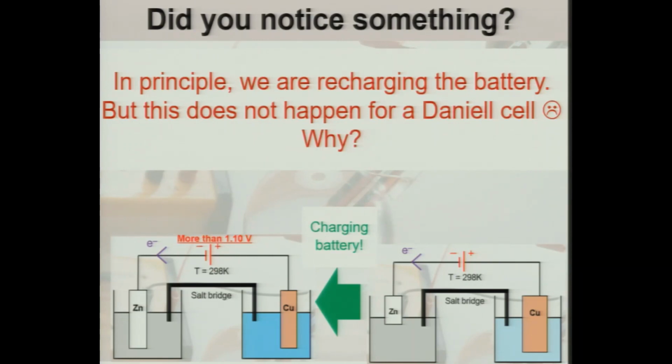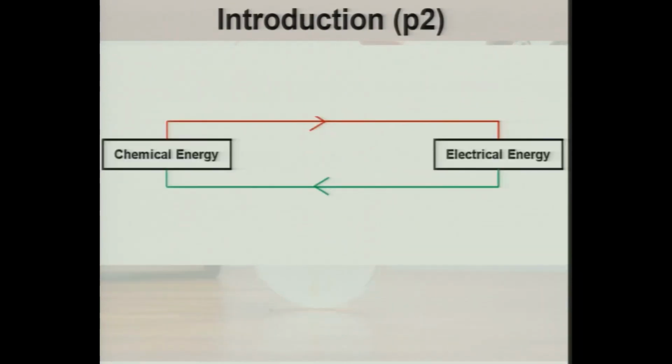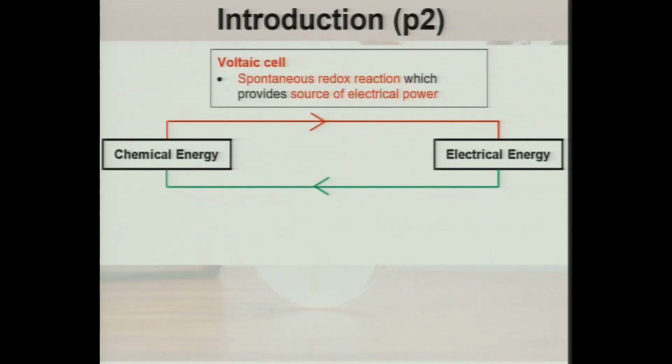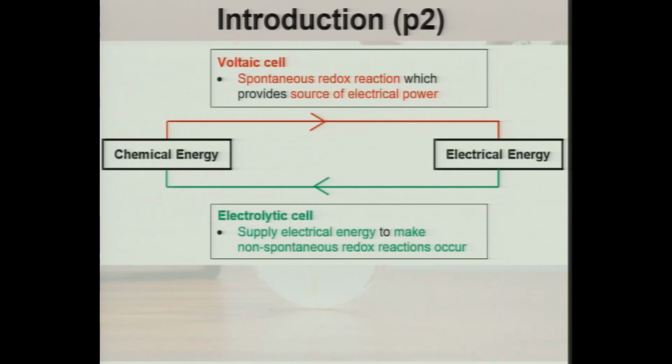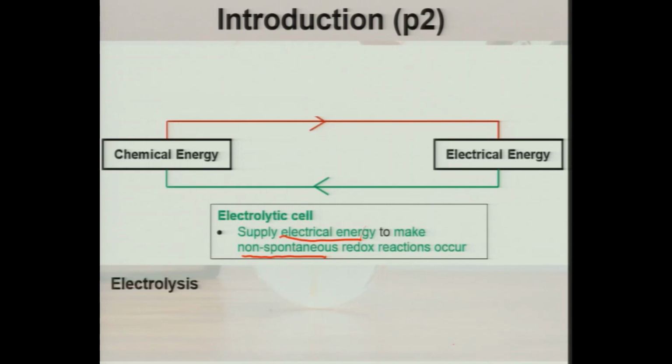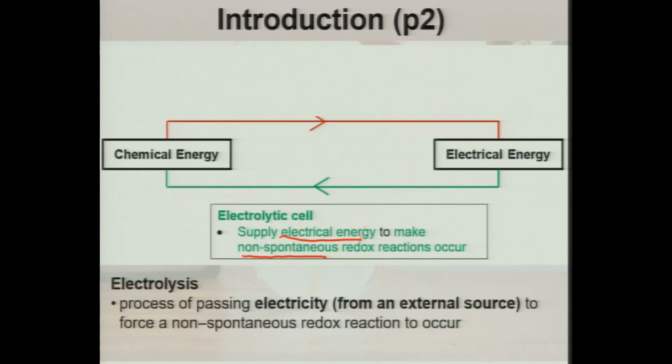Okay, so let me do a quick introduction before I go through the 4 factors. Initially, past few lectures, you are doing voltaic cell. There's a spontaneous redox reaction that provides electrical energy. What I'm going to focus on for the next 1.5 lectures is electrolytic cell, where I need to supply electrical energy to force something that is non-spontaneous to happen. So if I were to formally define electrolysis for you, it is the process of passing electricity from an external source to force a non-spontaneous redox reaction to happen.